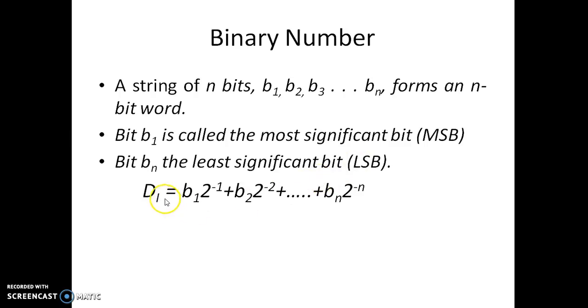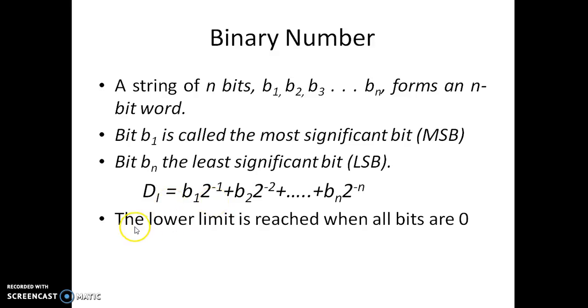We define the digital input depending on the position. The first position has a weight of 2 to the power minus 1, b2 is multiplied by 2 to the power minus 2, and likewise the last position is bn times 2 to the power minus n. So this is the digital input corresponding to the binary positions.